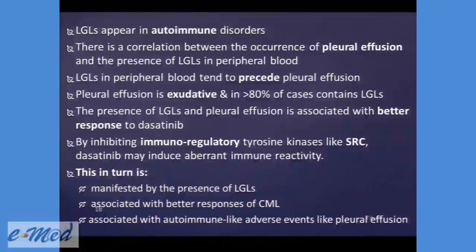The presence of LGL cells in the blood of patients treated with dasatinib and the occurrence of pleural effusion is associated with better response to treatment. A postulated explanation is that dasatinib, through its feature as Src tyrosine kinase inhibitor, induces immune reactivity, which is manifested by the presence of LGLs. This, in turn, is associated with better responses of the disease on the one hand, and with autoimmune-like adverse reactions such as pleural effusion on the other hand.